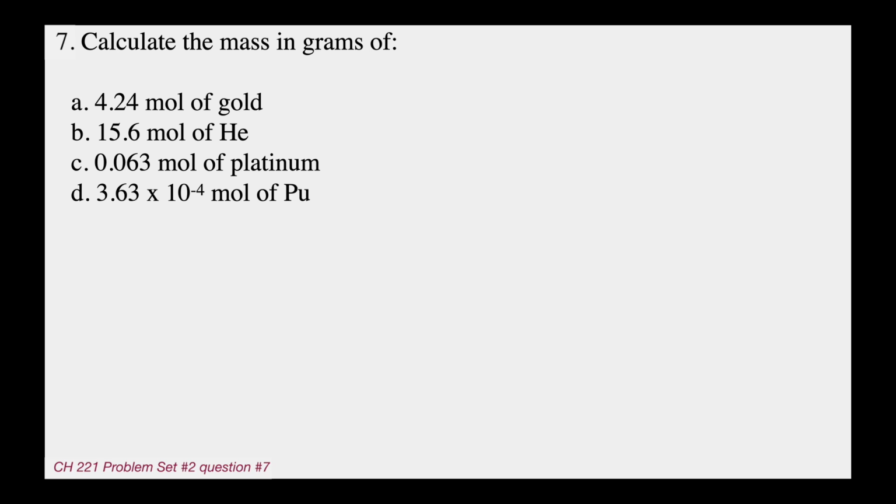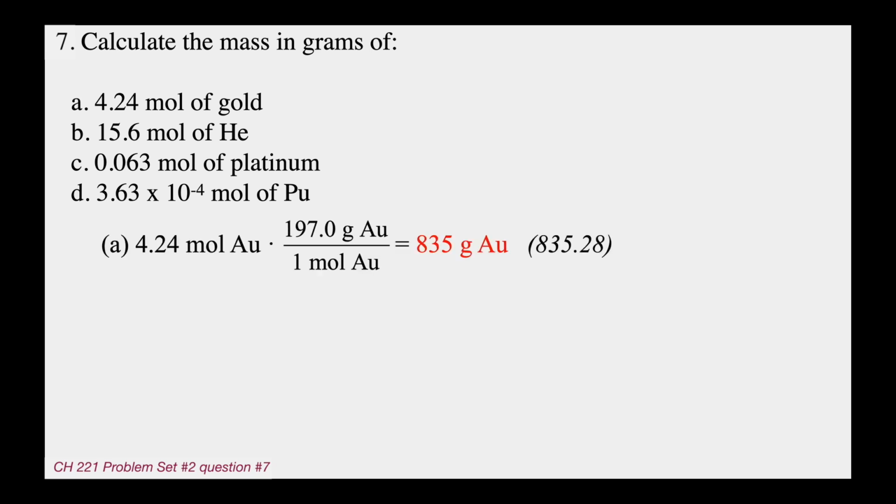Now gold is number 79 on the periodic table. Its symbol is capital AU, AU. And you can see that by gold, there's a number, 196.967 is what my periodic table says. And that 196 number is literally grams per mole. So if you have 4.24 moles of gold and you want to see how many grams that is, you would just multiply it by that number.